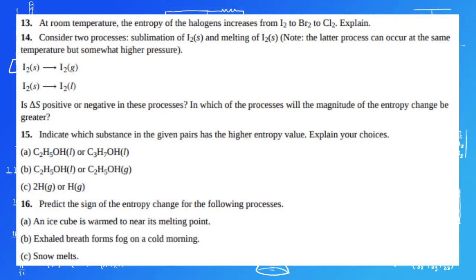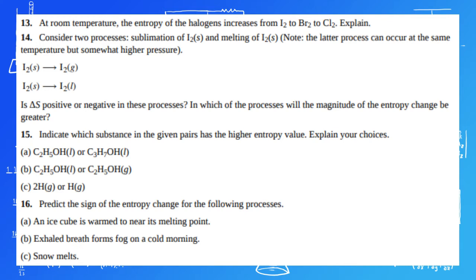Okay, so for A, I would choose C3H7OH, propanol. Part B, we've got a liquid versus a gas. The gas is going to have substantially more entropy. And then part C, 2 moles of monatomic hydrogen versus 1 mole of monatomic hydrogen. More particles, more entropy. So it's the 2 moles.